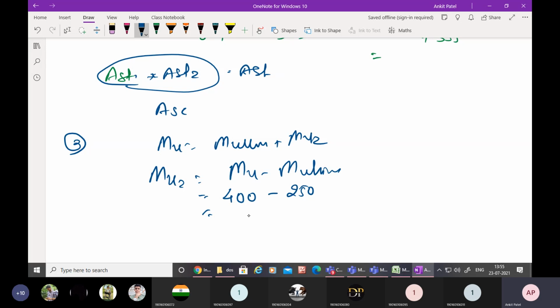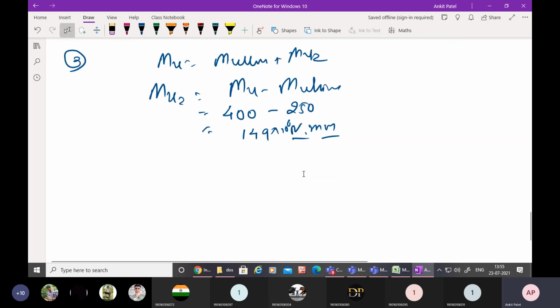So our answer is 149 into 10 raised to 6 Newton mm. I have written everything in Newton and mm because to find AST we require all the units in mm. That's why I have converted this into Newton mm. So you know the value of MU2. This is your step number 3.